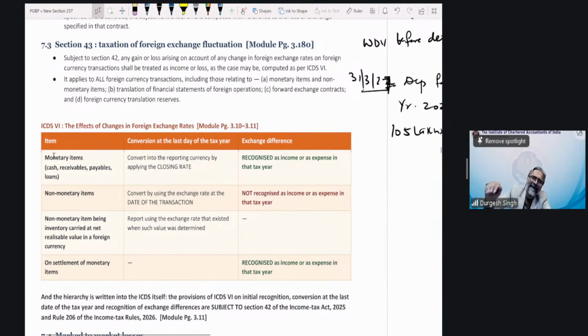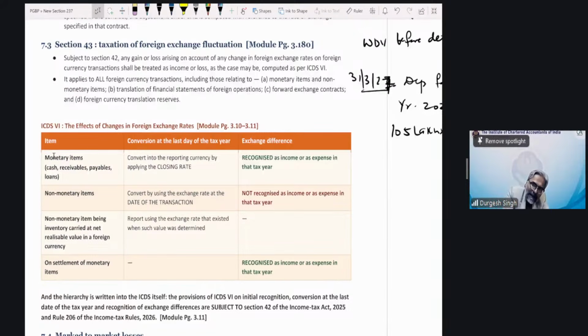Monetary item means there is either a receivable or payable. Like debtors you are supposed to receive, where that debtor is in foreign currency. So say for example, you have sold some goods outside India. So for that there is a corresponding debtor, and that corresponding debtor is in foreign currency because obviously the invoice was issued in foreign currency.